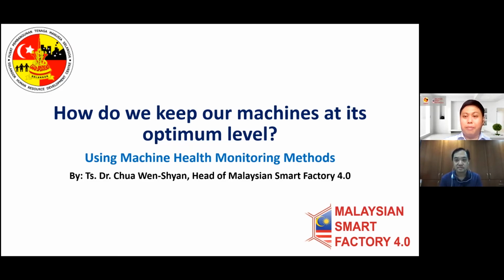Now, this afternoon, what we are going to share with you is regarding optimizing your machine utilization level. And how do we keep our machines running at an optimal level using machine health monitoring methods? These are methods that will help keep your machines running at optimum level, and also help you identify the root cause of issues with the machine, such as wear and tear from running for a long period of time. This will help solve certain issues so that you can keep them running at optimum level over time.